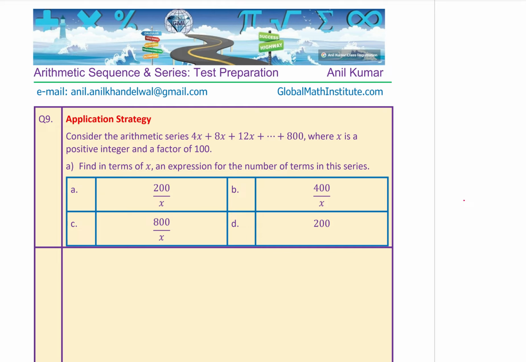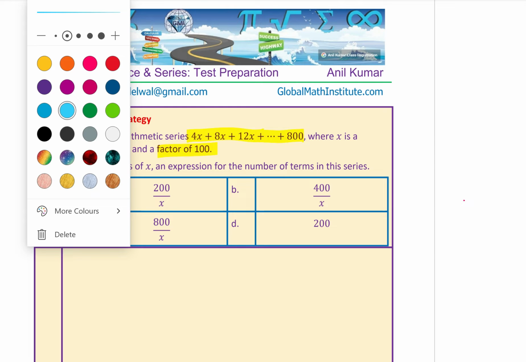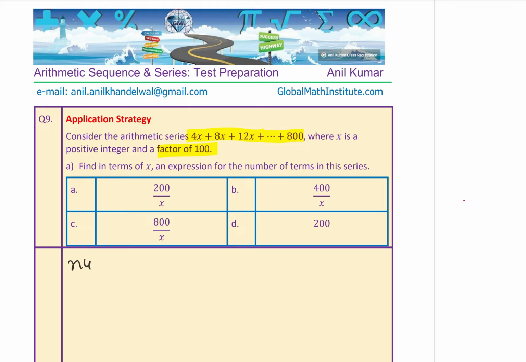So it's slightly tricky. Consider the arithmetic series 4x plus 8x plus 12x and so on, the last term being 800, where x is a positive integer and a factor of 100. A. Find in terms of x an expression for the number of terms in this series. So first thing is we have to find the number of terms, right? So let's find the number of terms.